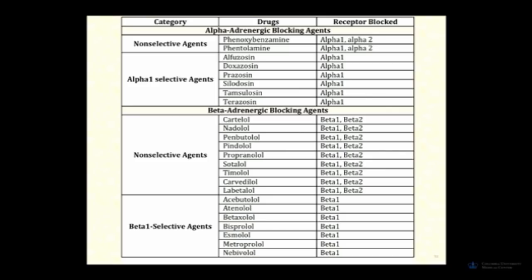So in the list of these alpha and beta blockers, you notice that we have agents that are non-selective. So the non-selective adrenergic blockers: phenoxybenzamine is alpha 1, alpha 2, phentolamine, alpha 1, alpha 2. The osins are selective for alpha 1. Beta adrenergic blockers, they're all lols, whether they're non-selective or selective, so it's going to take some energy to remember which is which. But some act on both, while some act on just beta 1.